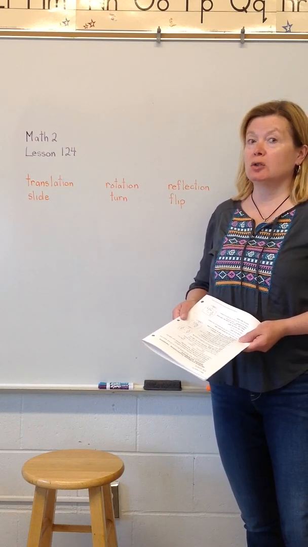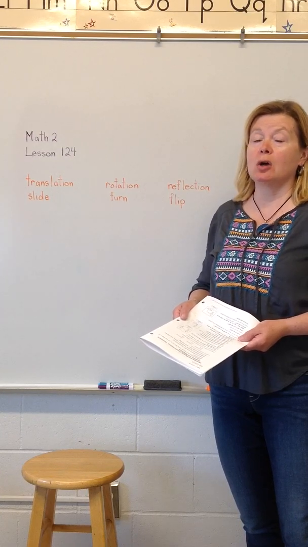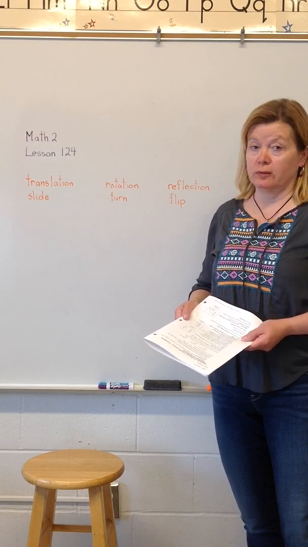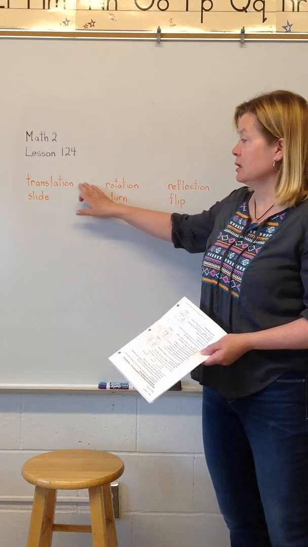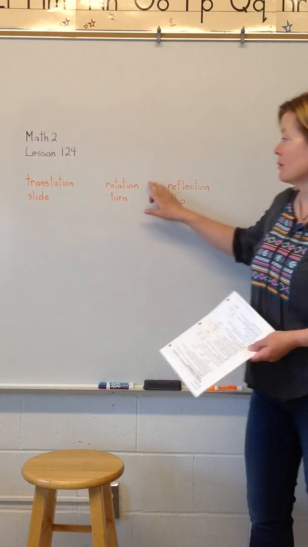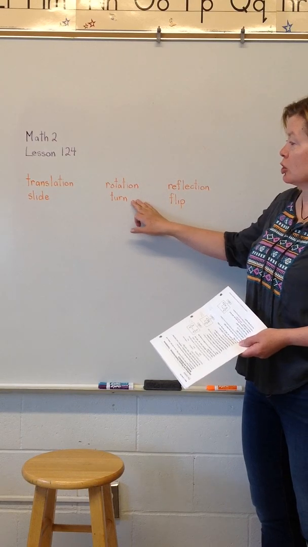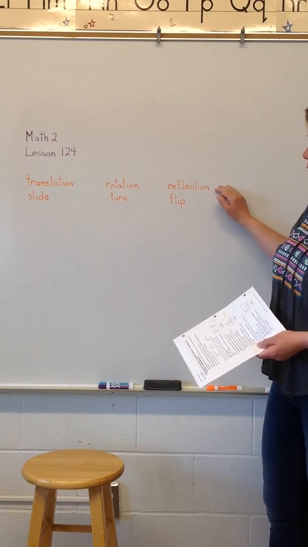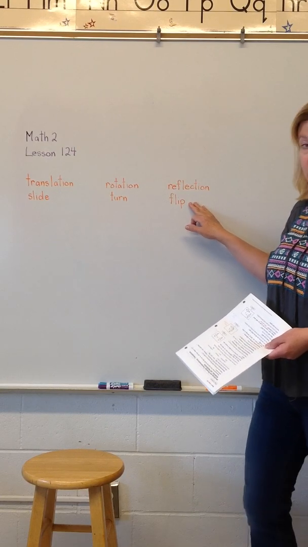Today we are going to learn some special words that mathematicians use to talk about how objects move. They use the word translation. Today we are going to use the word slide. Mathematicians use the word rotation. We're going to use the word turn. And lastly, they use the word reflection, and we're going to use the word flip.